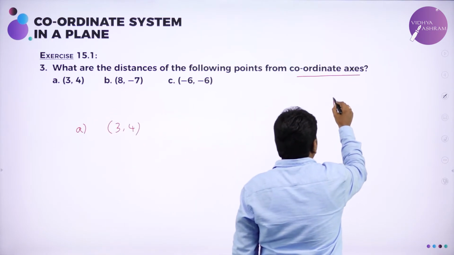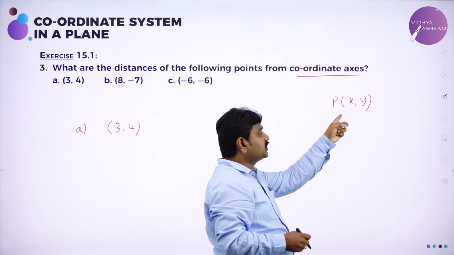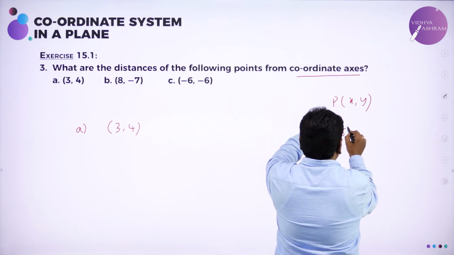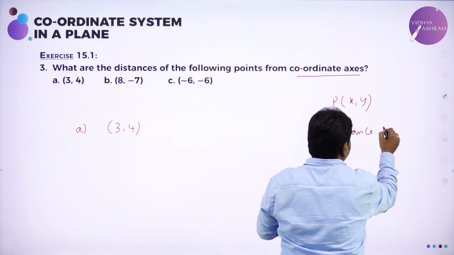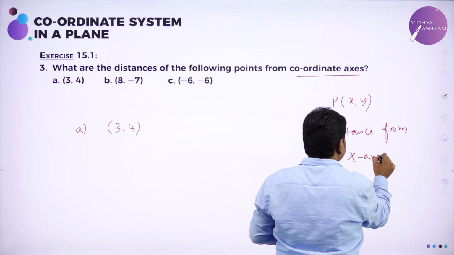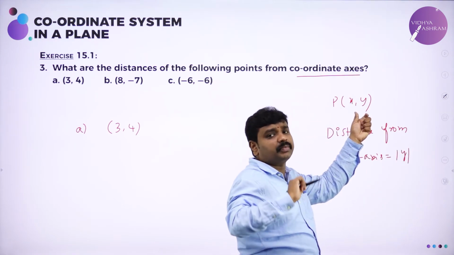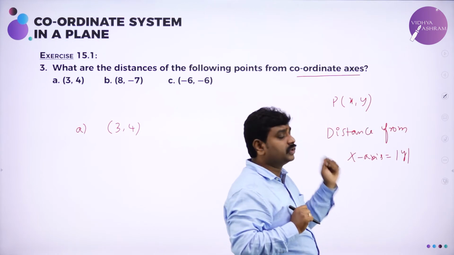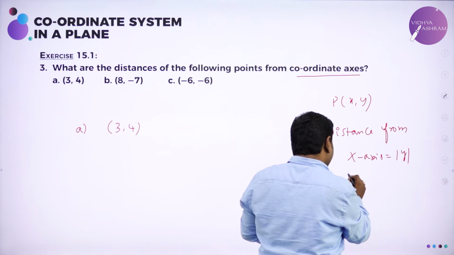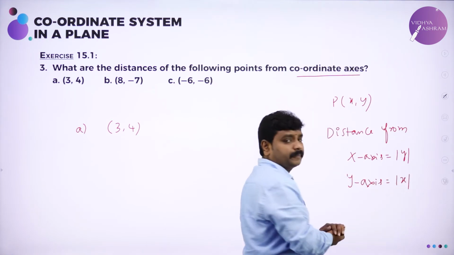See, if I give a point (x, y), the distance of the point from the x axis, answer is modulus y. Modulus means if it is negative, make it positive because distance cannot be negative. X axis means mod y. If they ask you to find the distance from the y axis, it is mod x.